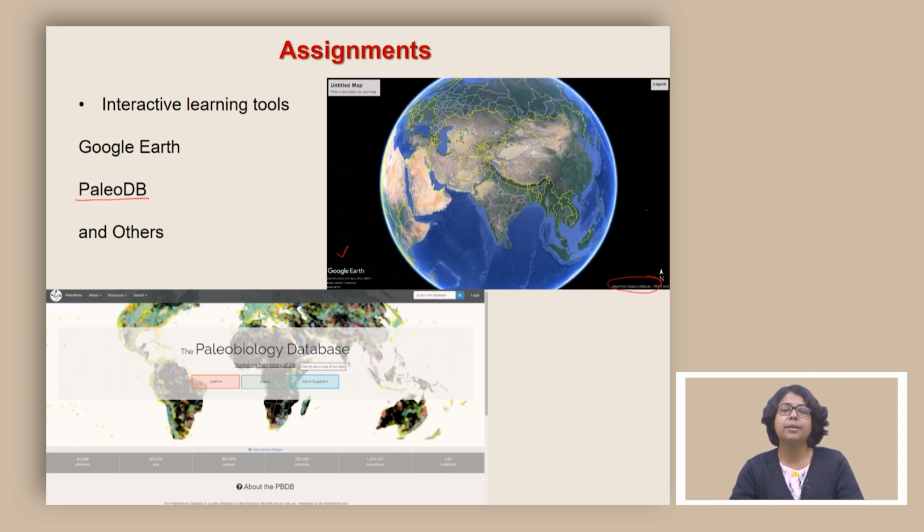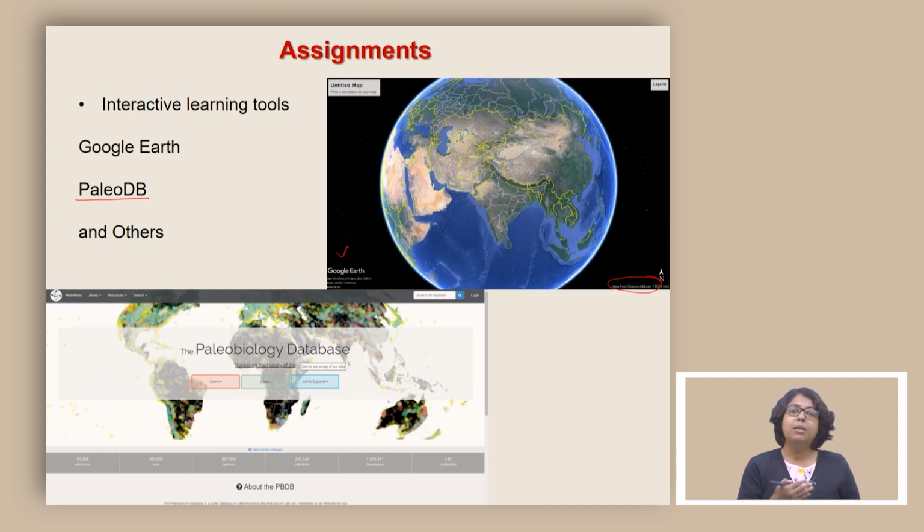PaleoDB is another open access portal where a number of fossil occurrences are recorded. Now, the Paleobiology Database, as it's known, you can actually plot all kinds of fossils on the present day map. You can also reconstruct how the earth looked a couple of million years ago. You can reconstruct how the continents looked and what their configuration was. You can develop something called a paleogeographic map using the Paleobiology Database, and most importantly, you can know where some of the organisms were at a particular time.